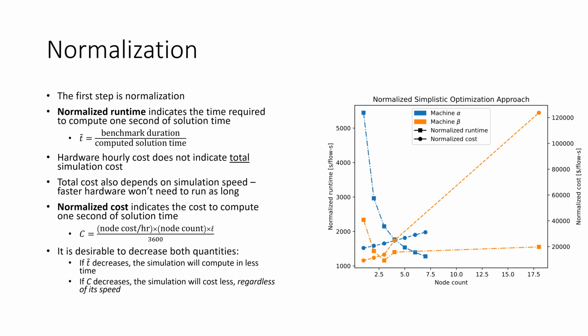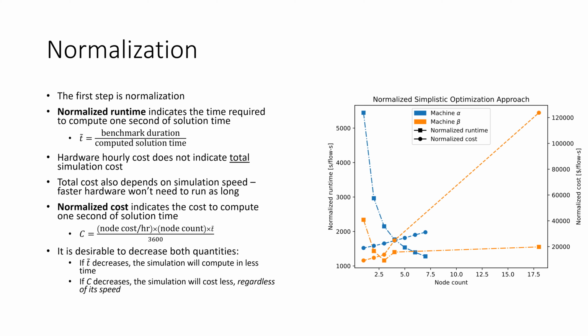Now, cost is a little bit more challenging because in the previous plot, we were looking at hardware hourly cost. Now, as kind of an initial feel for things, it seems like, okay, hourly cost, yeah, that's a pretty good indicator of how much it's going to cost. But the hourly cost doesn't indicate the total cost. The total cost also depends on the simulation speed. So if you had two options and one were twice as fast but cost twice as much per hour, the two would cost the same because that increase in hourly cost is offset by the increase in speed.